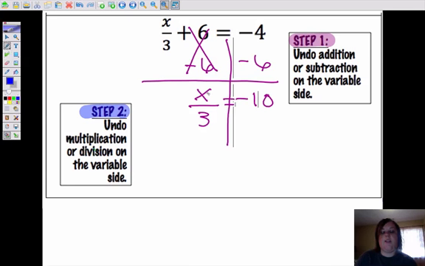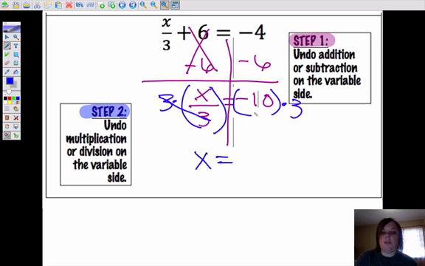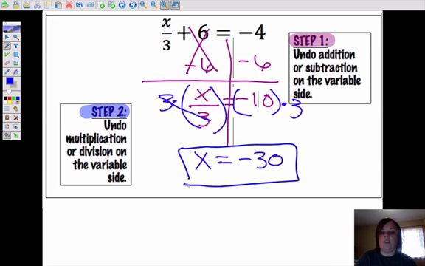In this case, I have x divided by 3, so to undo that, I'm going to do the opposite and multiply by 3. If I do it to the left side, I need to do that to the right side as well. And then this 3 and this 3 cancel out, and I have x is equal to negative 10 times 3, which gives me negative 30. So my answer is x is equal to negative 30.